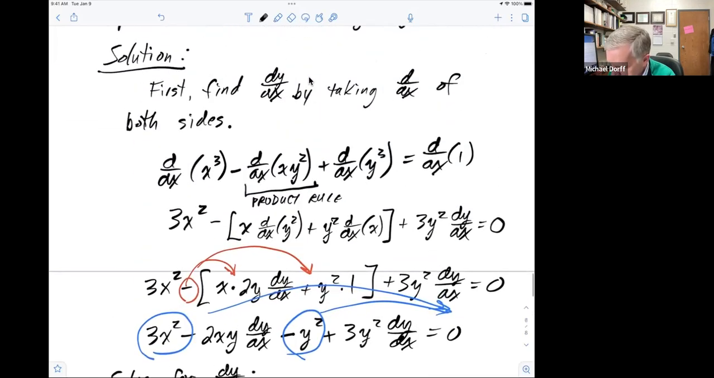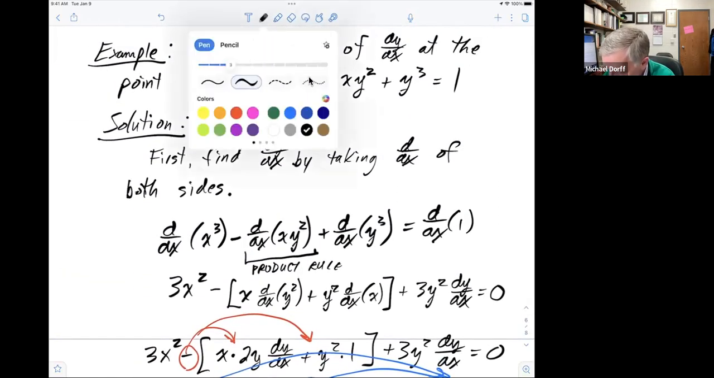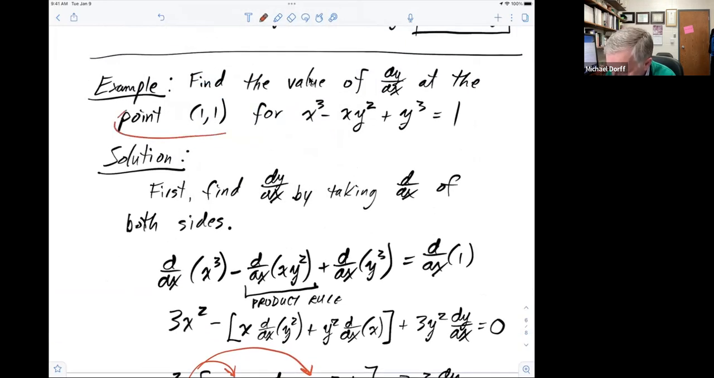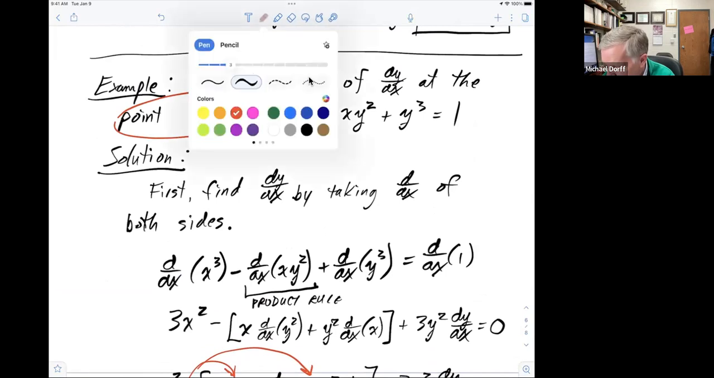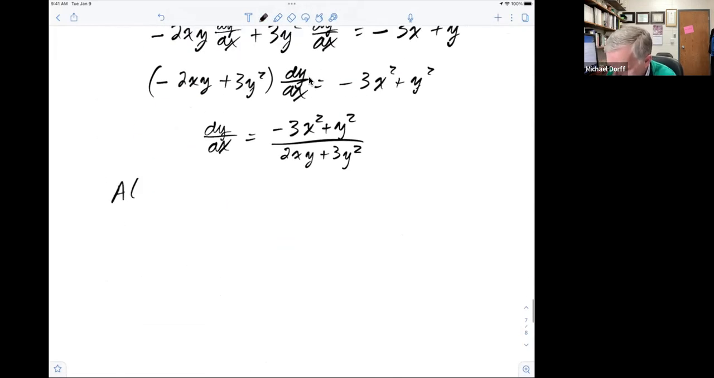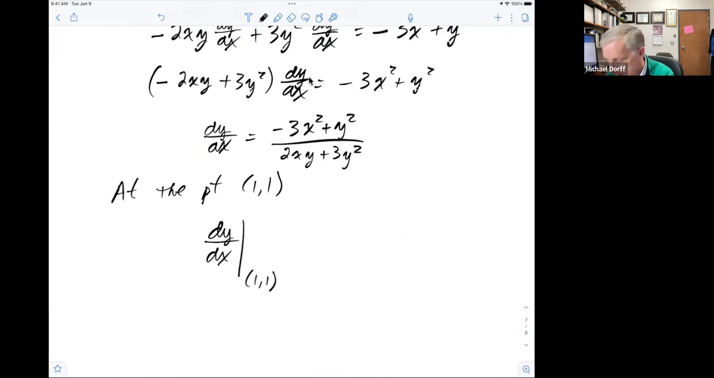Now the original problem, remember, said, find the value of dy/dx at the point (1, 1). So now at the point (1, 1), I'm going to do dy/dx. I'm going to put in 1 and 1 there. Sometimes I see this written with dy/dx, then a big long line after it, and then (1, 1) at the bottom, and that means you're evaluating dy/dx at the point (1, 1). So x is 1, y is 1. All right, so now I just plug in 1 for x and 1 for y.